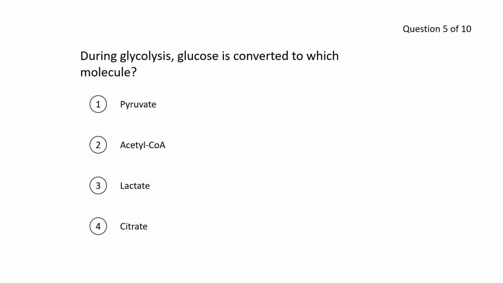Question 5. During glycolysis, glucose is converted to which molecule? This is very easy. We start off with glucose, and after 10 steps, remember, from one glucose, you get 2 pyruvate molecules. Therefore, during glycolysis, you convert glucose to pyruvate. And it's not lactate because lactate has to do with anaerobic respiration. Citrate is an intermediate of the Krebs cycle. And acetyl-CoA is converted from pyruvate. So you convert pyruvate into acetyl-CoA in the mitochondria, which can be used in the Krebs cycle. So it's not that either because it's not considered part of glycolysis. So the answer is 1, pyruvate.